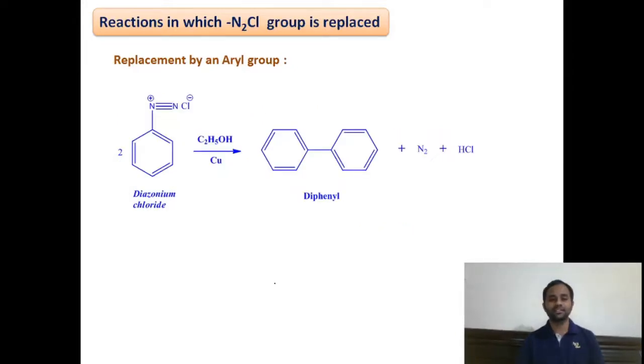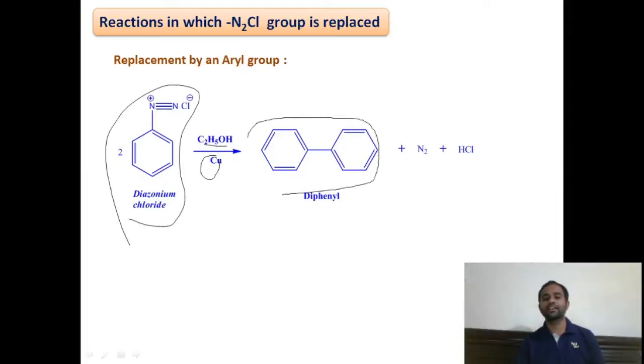But here, 2 moles of benzene diazonium chloride in presence of copper, by taking ethanol as the solvent, we will get this diphenyl as the product. We can also prepare the diphenyl by using this reaction condition, right?